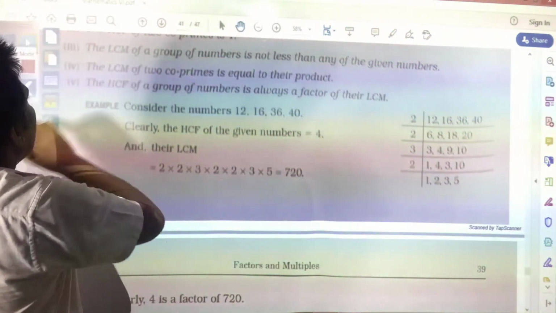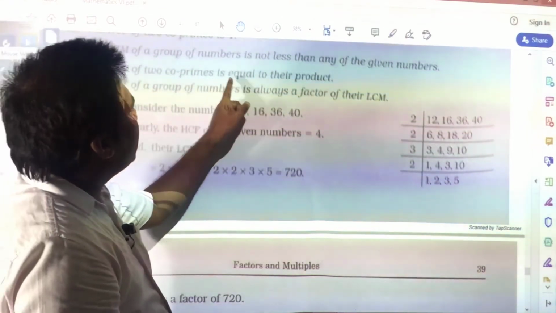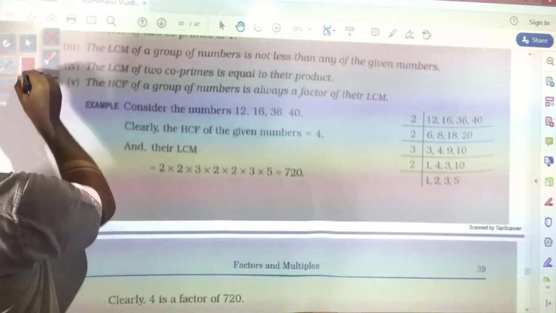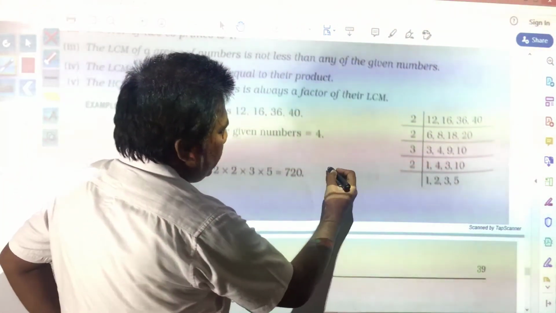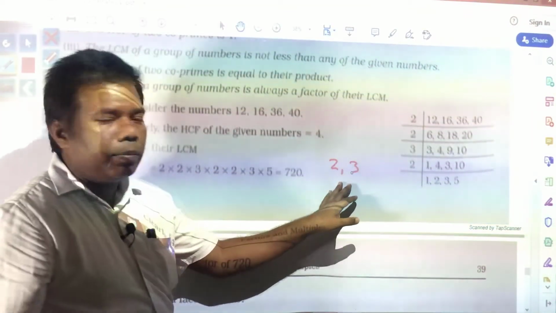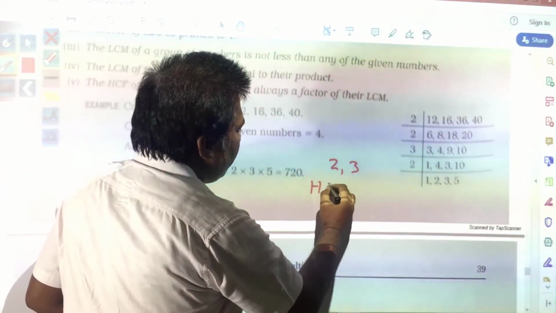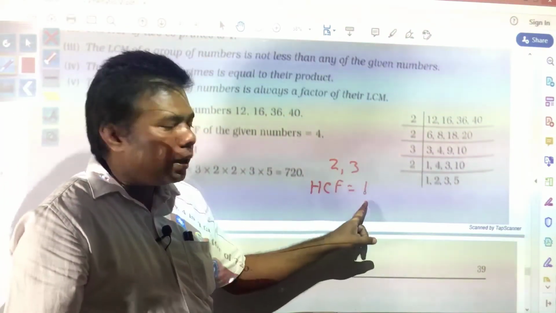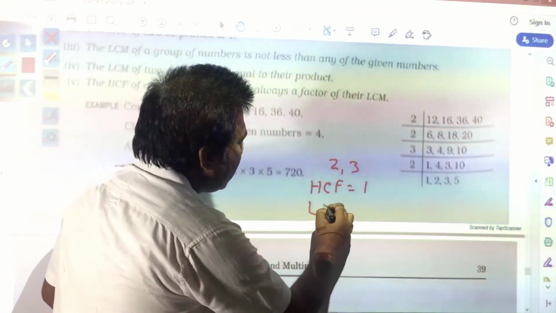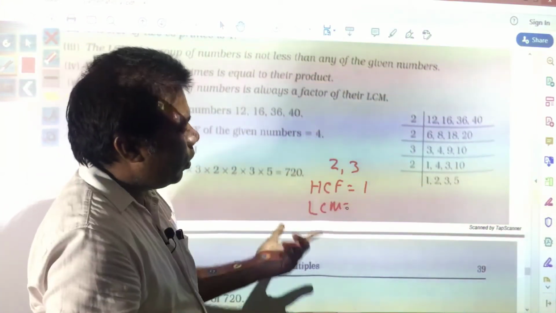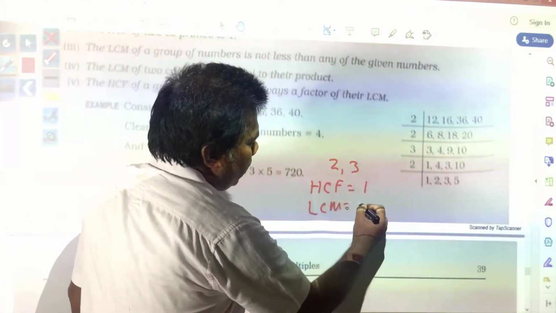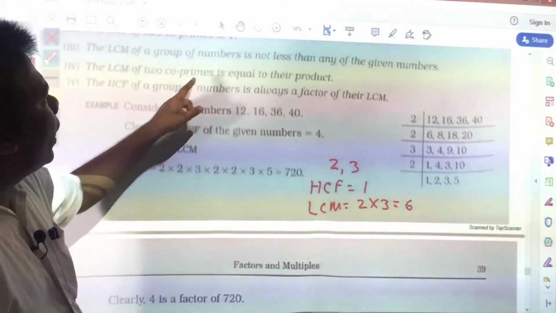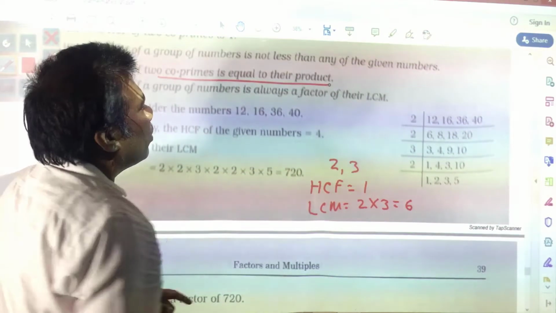Next, the LCM of two co-primes is equal to their product. Suppose you have two co-prime numbers, 2 and 3, very simple. The HCF of these will be 1, because the HCF of co-prime numbers is 1, and the LCM will be what? Since there is no common factor, the LCM will be the product of those numbers. This is the LCM of two co-primes being equal to their product.